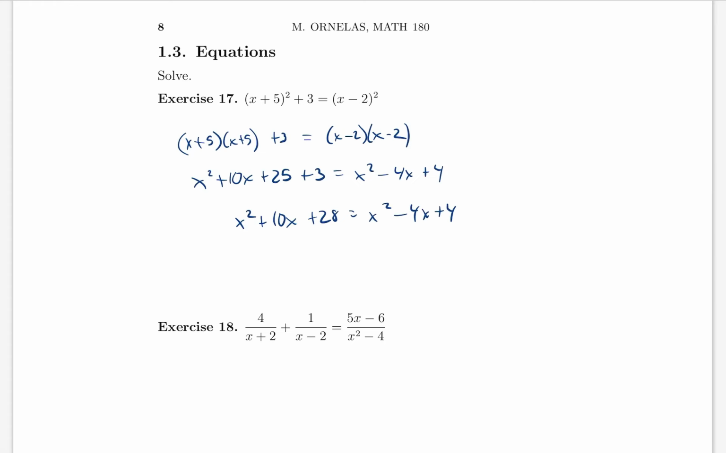Then you can subtract the x squared from both sides, and you can add 4x to both sides. You can subtract 28 from both sides, and that leaves us with 14x equals negative 24. And then the final step is to divide by 14. And that's going to be x equals negative 24 over 14. We can simplify this fraction by 2. Negative 12 over 7 will be our final answer.